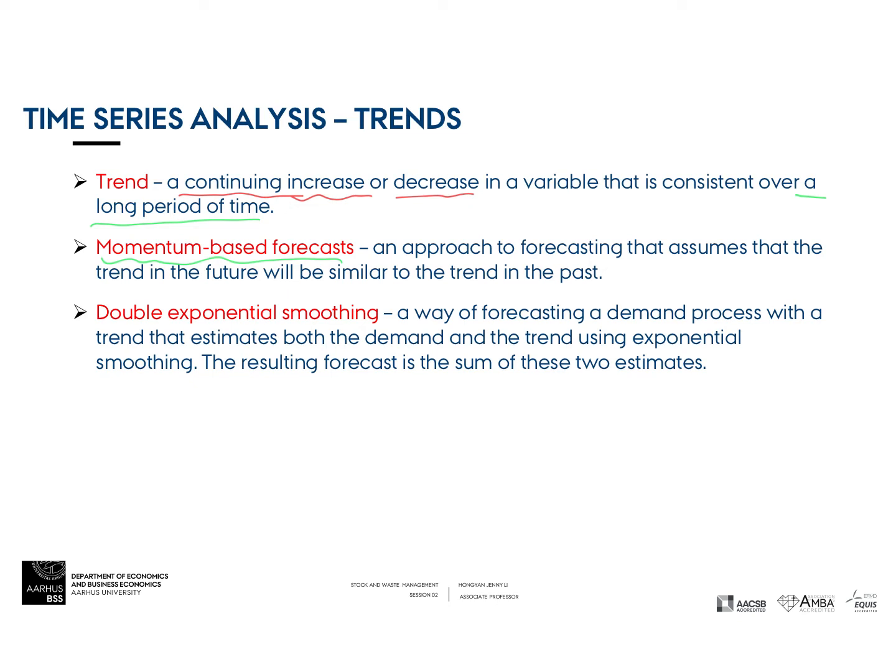So we assume the identified trend in the current period will hold in the future. Double exponential smoothing is a way of forecasting a demand process with a trend. This method estimates both the demand and the trend using the exponential smoothing method. The resulting forecast is the sum of these two estimates. So this is just the wordy explanation.